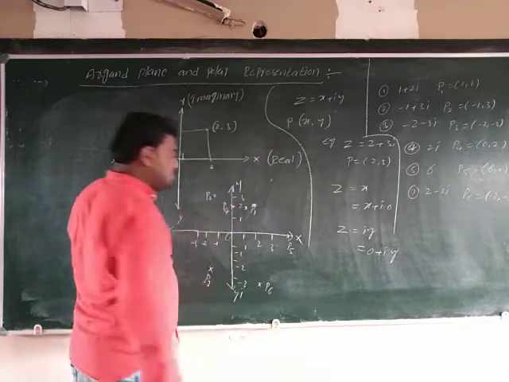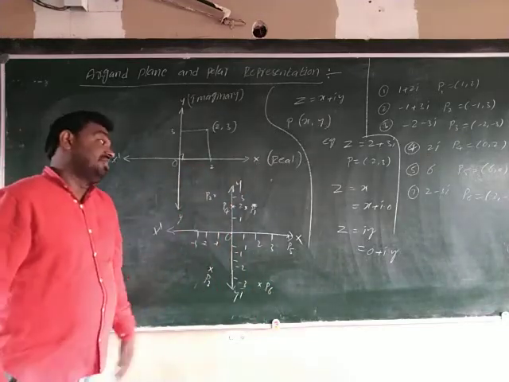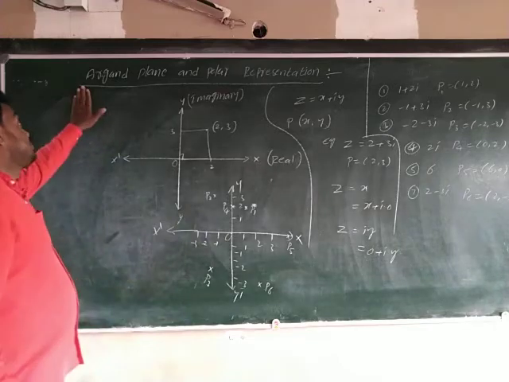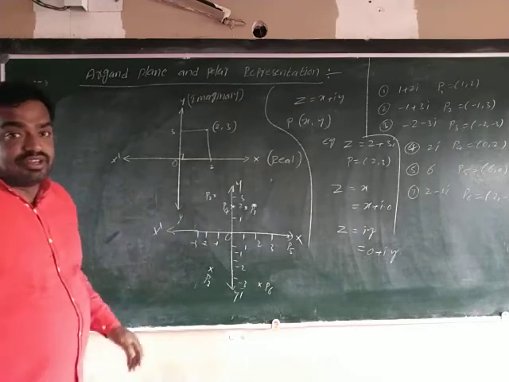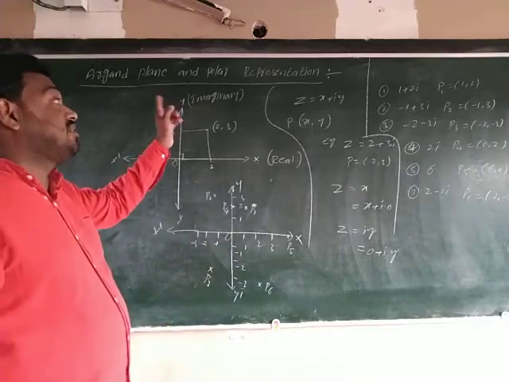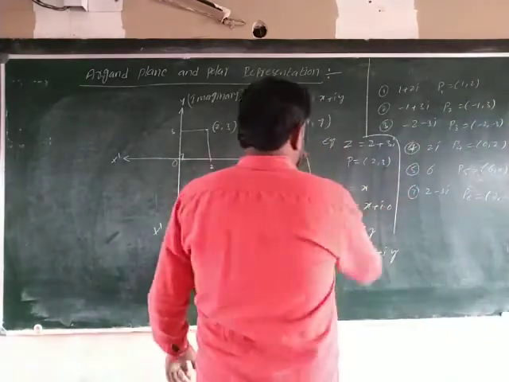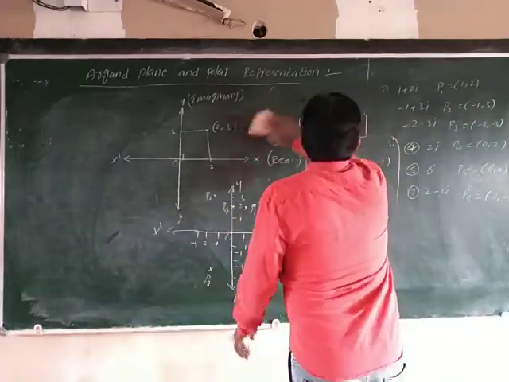So this is P6. Like this we are representing points in the Argand plane. This is the introduction about the Argand plane. Next, how are we representing a complex number in polar form? That is our next topic. How do you see it?